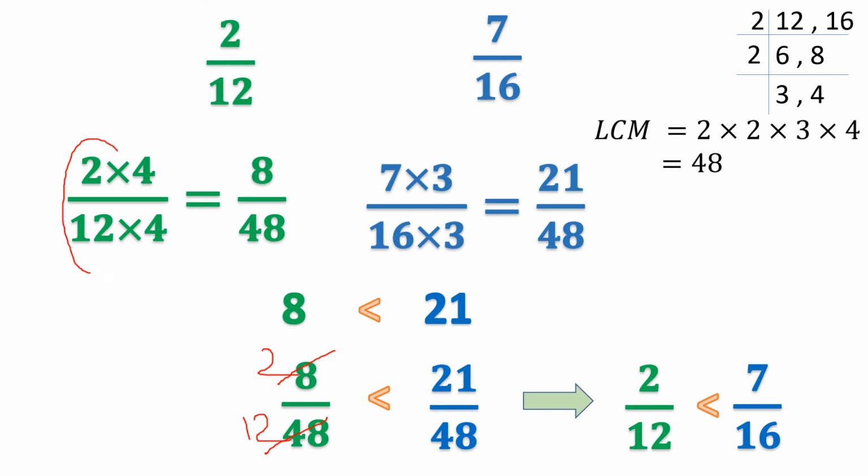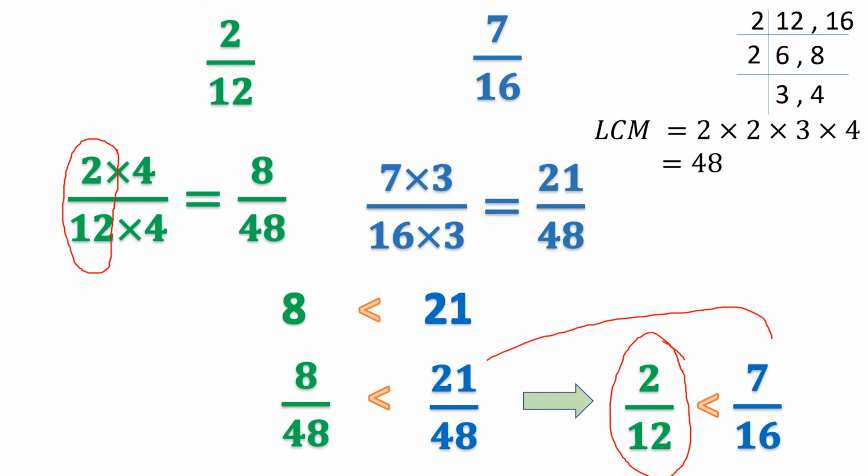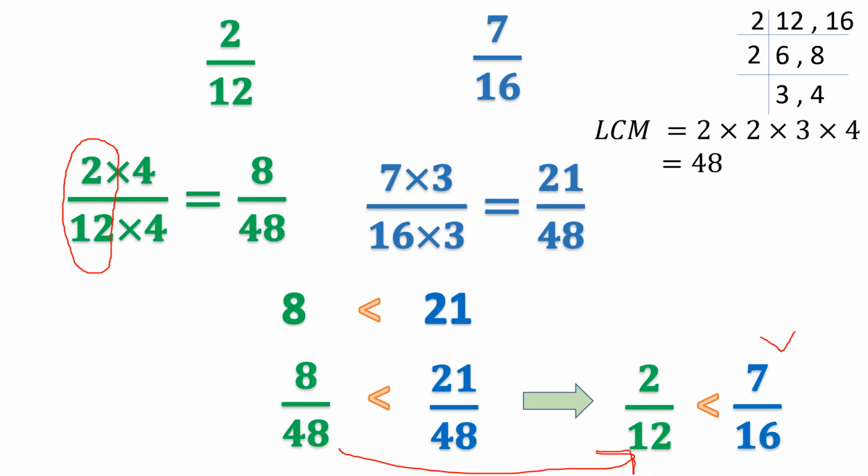That means the same fraction that we started with. So instead of 8 by 48, I can write 2 by 12, and instead of 21 by 48, I can write 7 by 16. So instead of this, I wrote this, and instead of this, I wrote this, right? So here I have compared the two fractions, and now I know that 2 by 12 is less than 7 by 16, right? So now let's look at the next one.